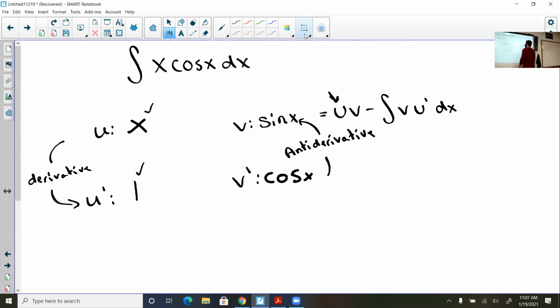I have my u prime value, which will go here. I have my v value, which will go here and here. Notice how I'm not using the v prime, which makes sense because if we're doing the original function, we're going to be working with the u's and v's, not necessarily the v prime. And so now I'm going to go ahead and plug these values in.